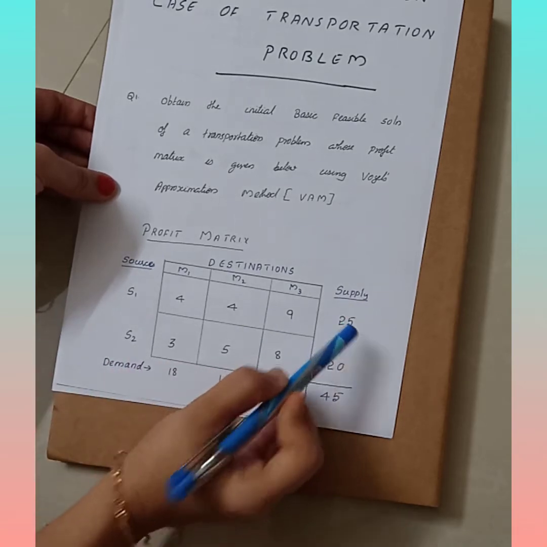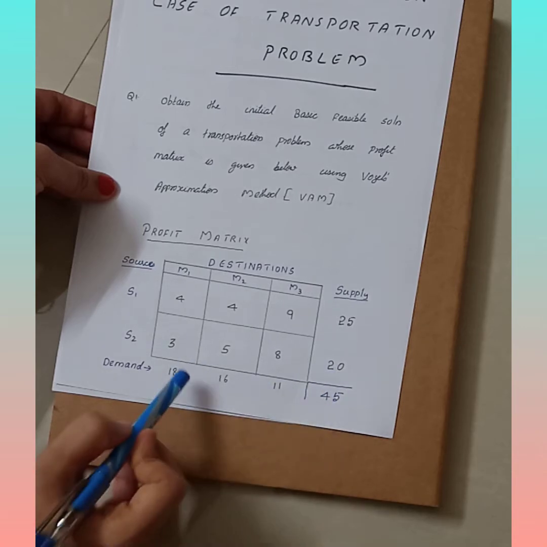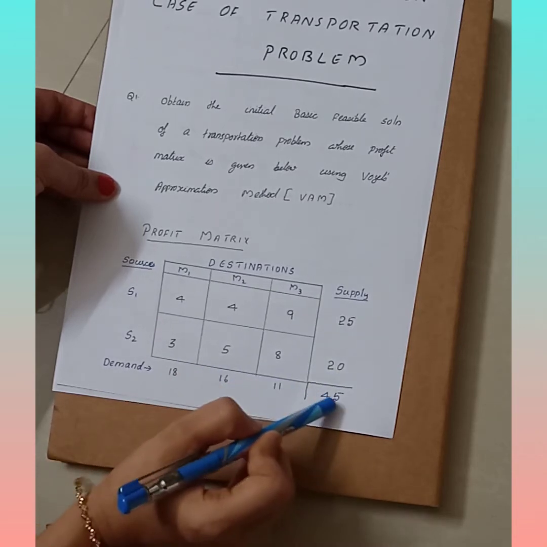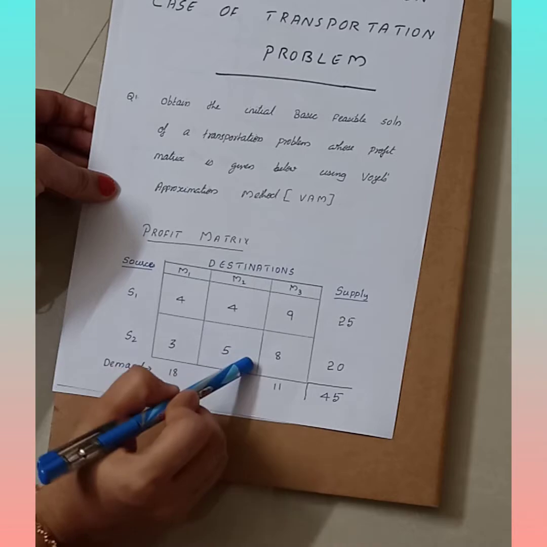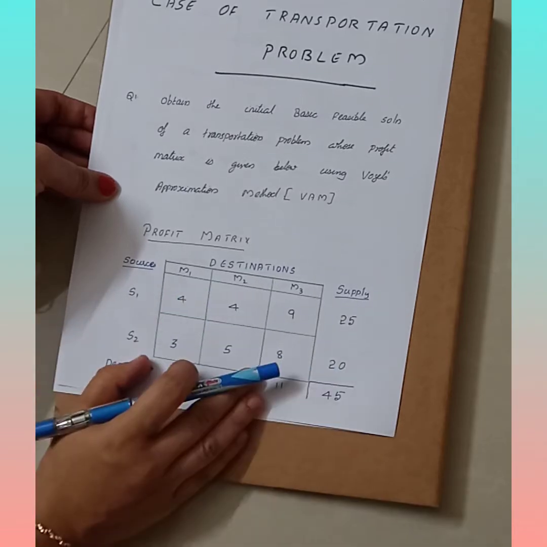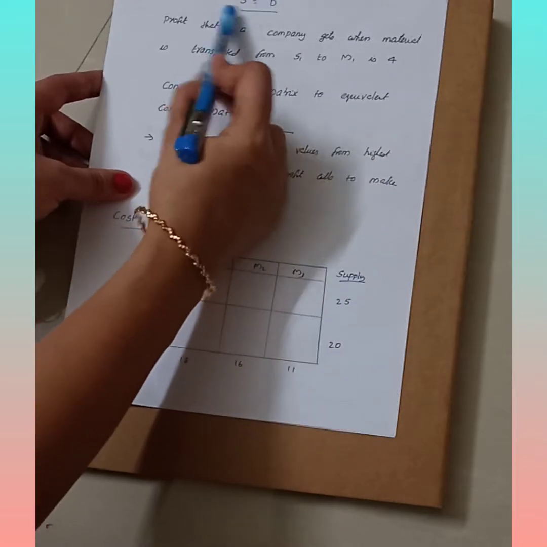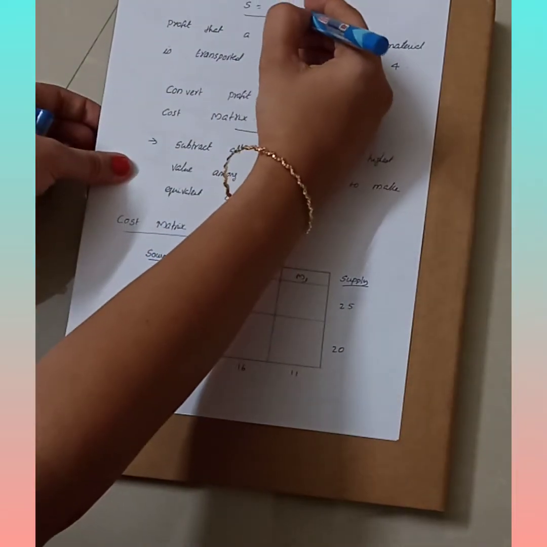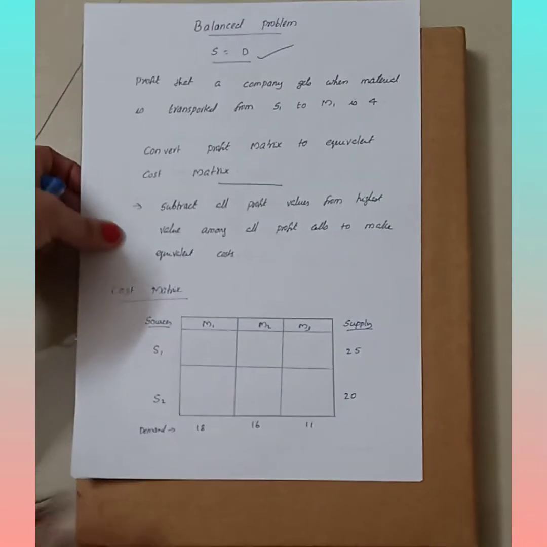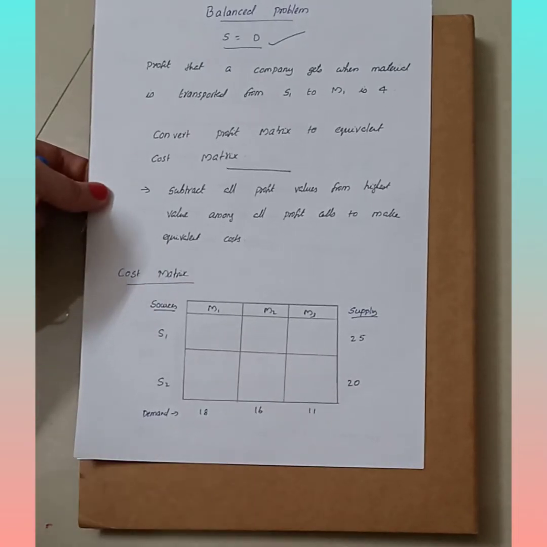Now 25 plus 20 gives you 45, and 18 plus 16 plus 11 gives you 45, which means that this is a balanced transportation problem. Okay, that is clear. So this is a balanced problem, where supply is equal to demand. Fine.